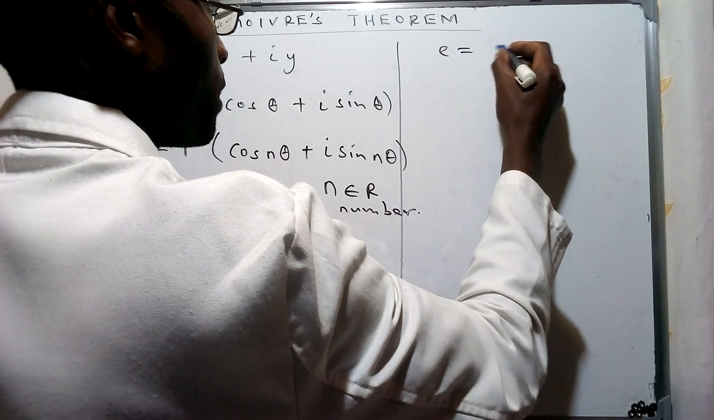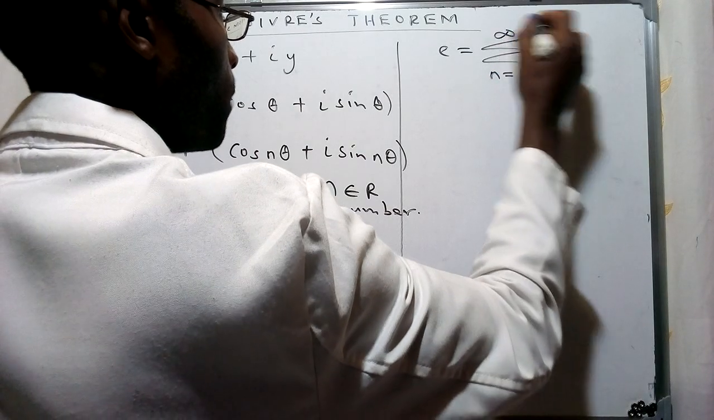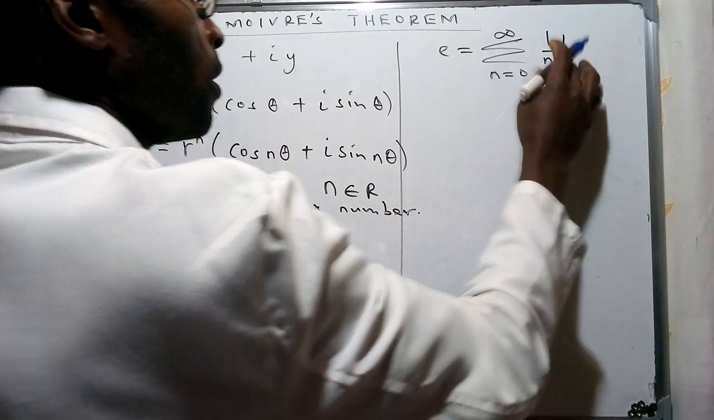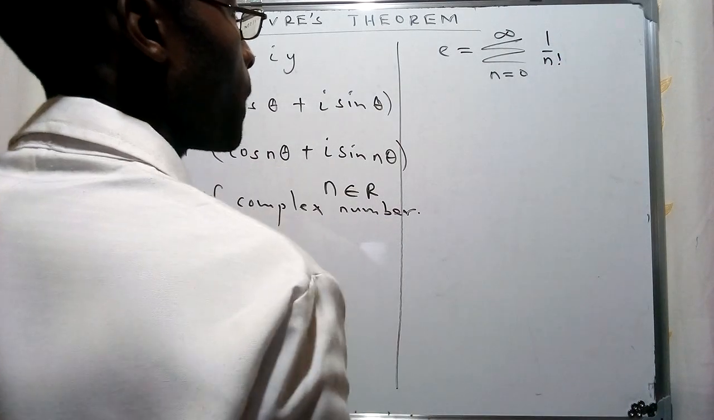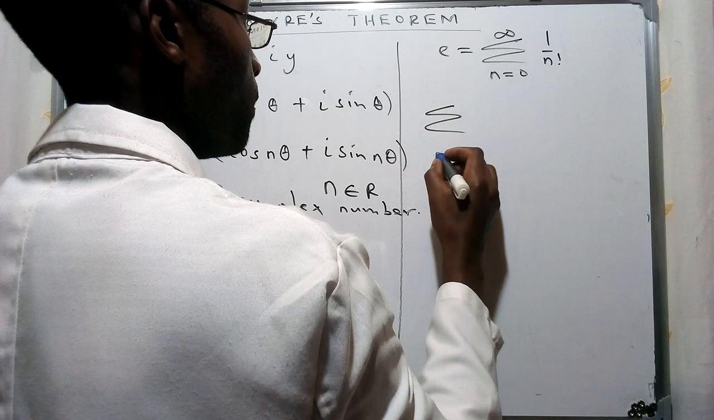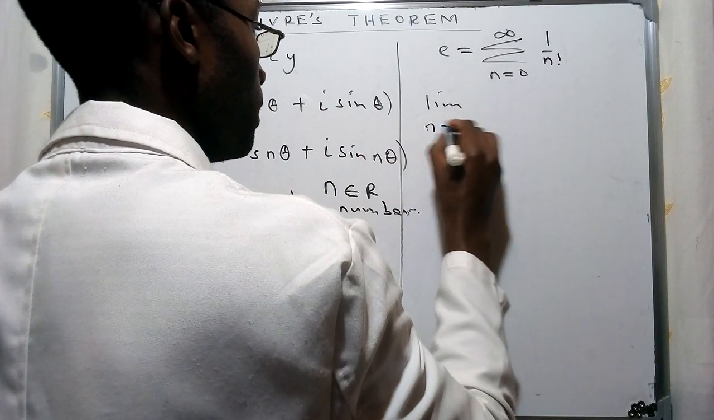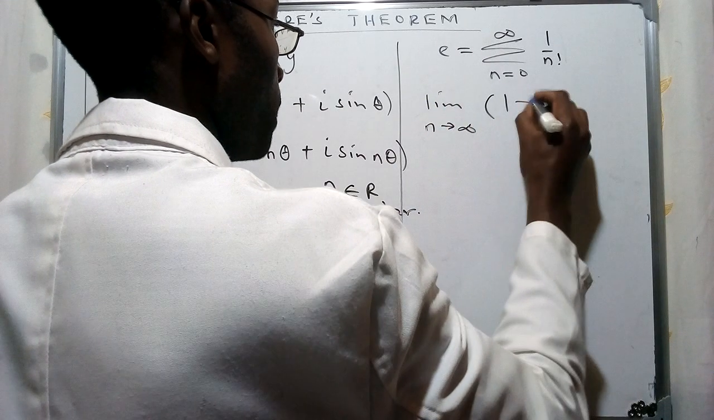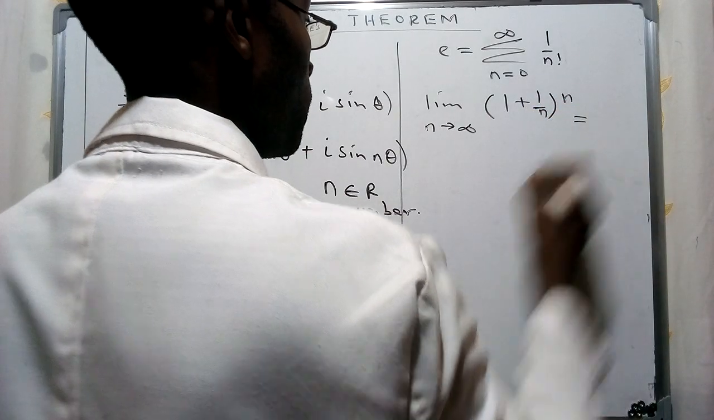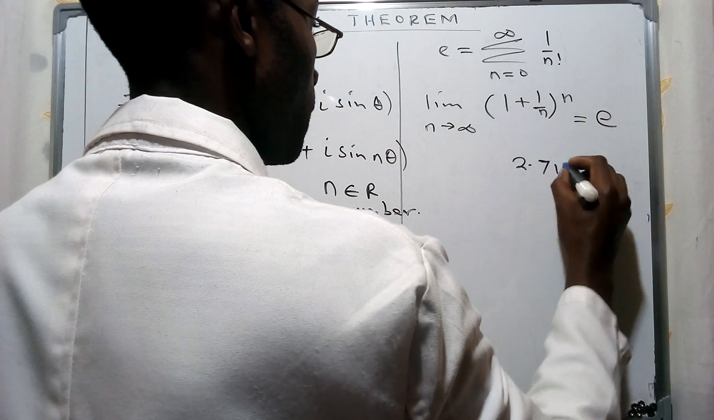Now, we had said that we can give this one as a summation of n from 0 to infinity of 1 over n factorial. And as we said, this is going to be defined as the limit as n tends to infinity of (1 + 1/n) raised to the power of n. And this is going to give us a value of e, which is equivalent to 2.718.